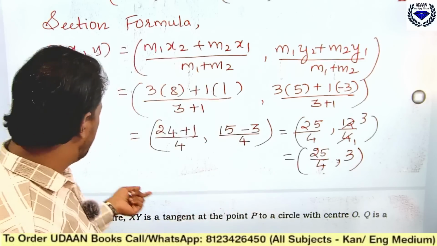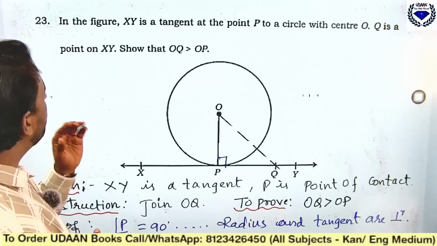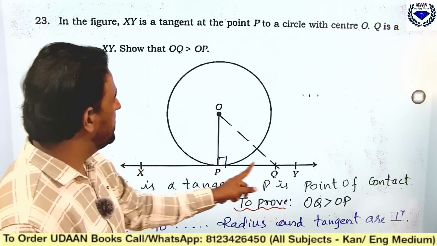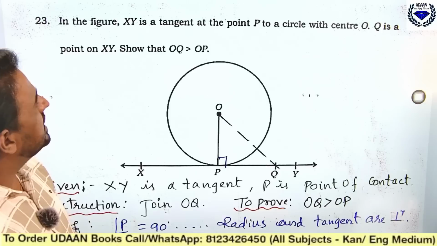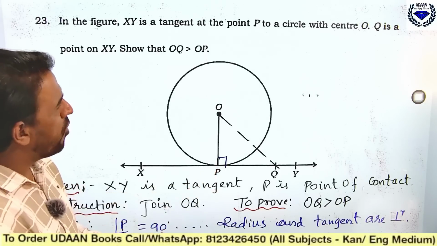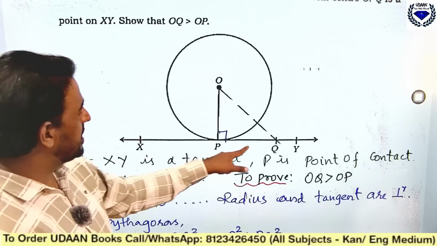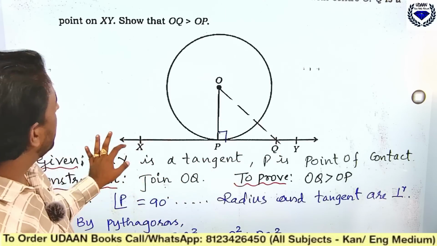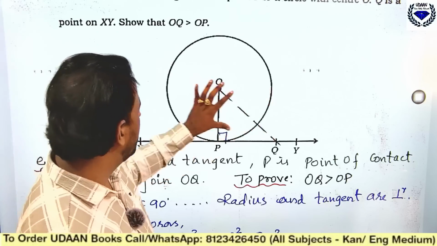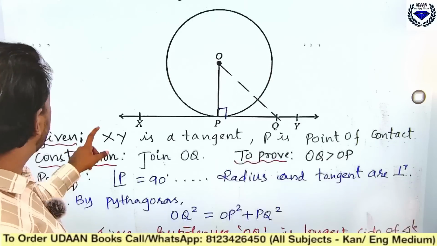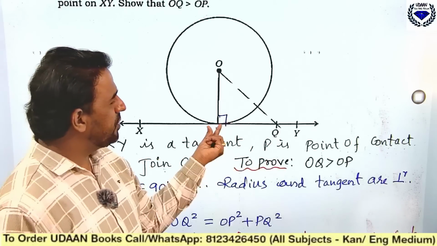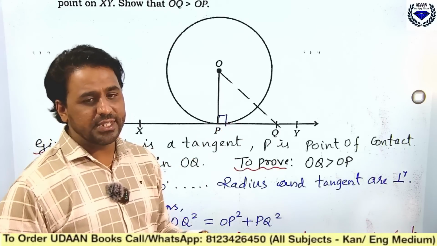Okay. Next one is, in the figure xy is what? Tangent. They said that xy is a tangent at the point P. So P is what? Point of contact, and O is the center. Q is a point on xy, somewhere on xy. To show that OQ should be greater than what? OP. Now given is what? xy is a tangent. P is the point of contact, that is given here.